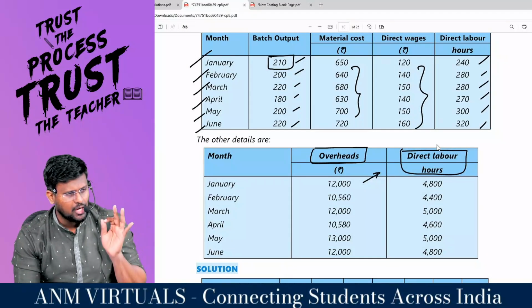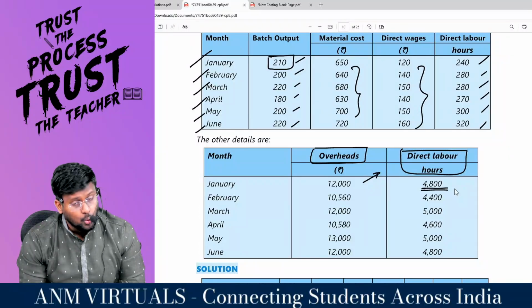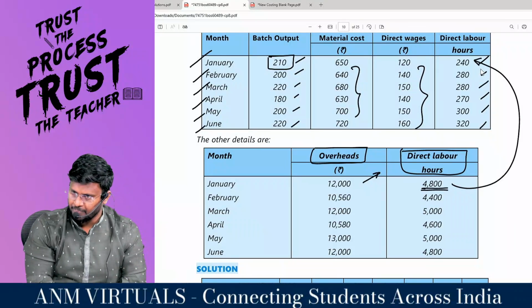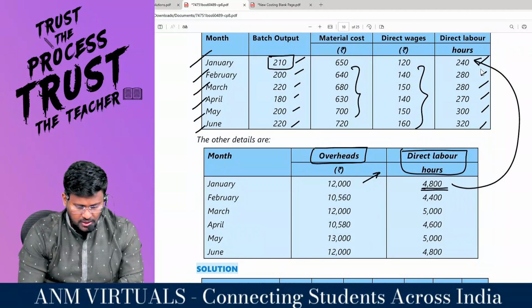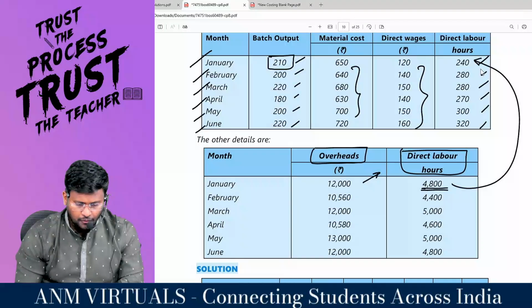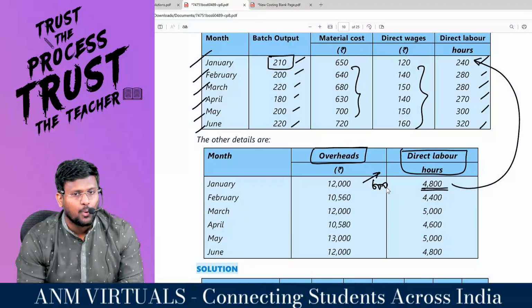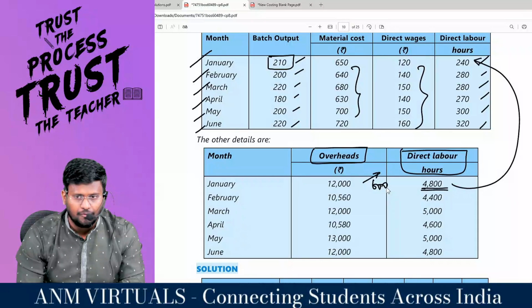Look at this logic. Totally the factory worked for 4,800 hours. Out of 4,800 hours, 240 hours is for this particular product. So the total overhead is 12,000. 12,000 into 240 divided by 4,800 comes to 600 rupees, the apportioned overhead for the first month for this particular product. Comfortable?